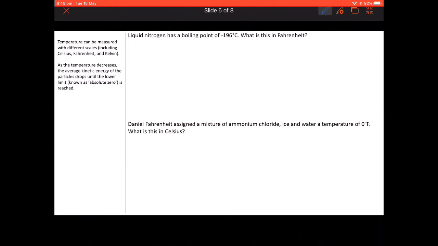So some worked examples. Liquid nitrogen has a boiling point of negative 196 degrees Celsius. What is this in Fahrenheit? So to work this out, we'll write our rule. Temperature in Fahrenheit is equal to temperature in Celsius times 9 on 5 and then plus 32.